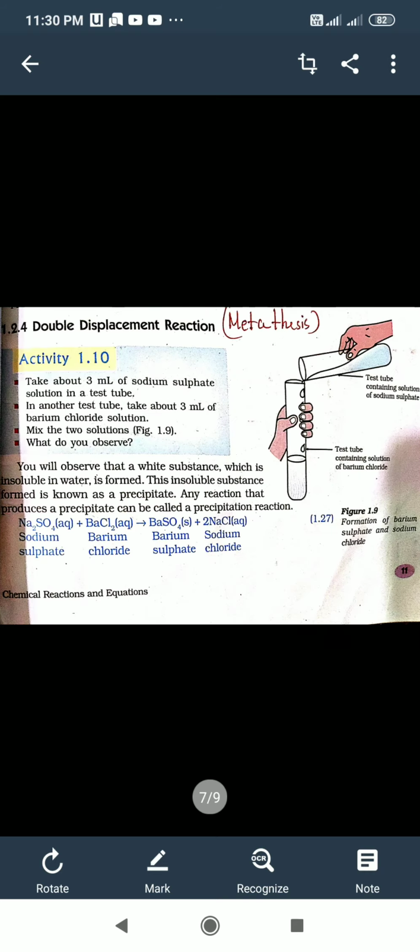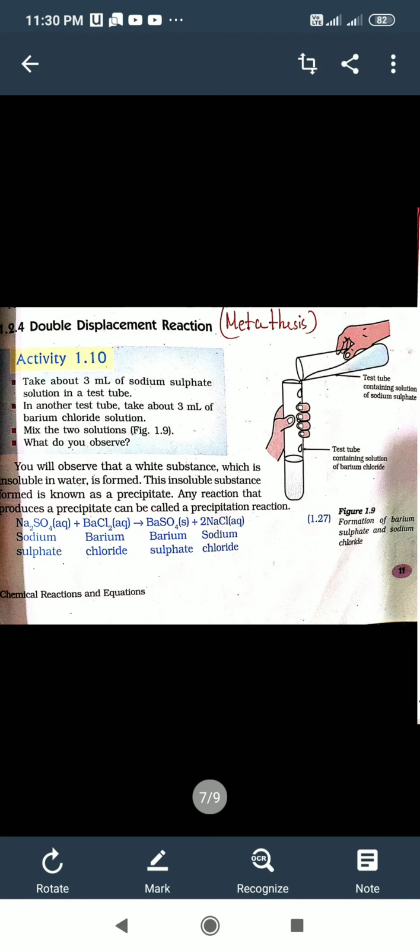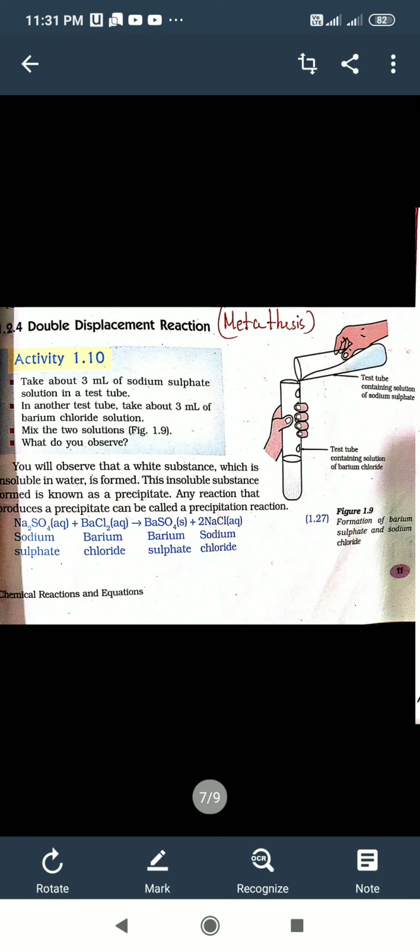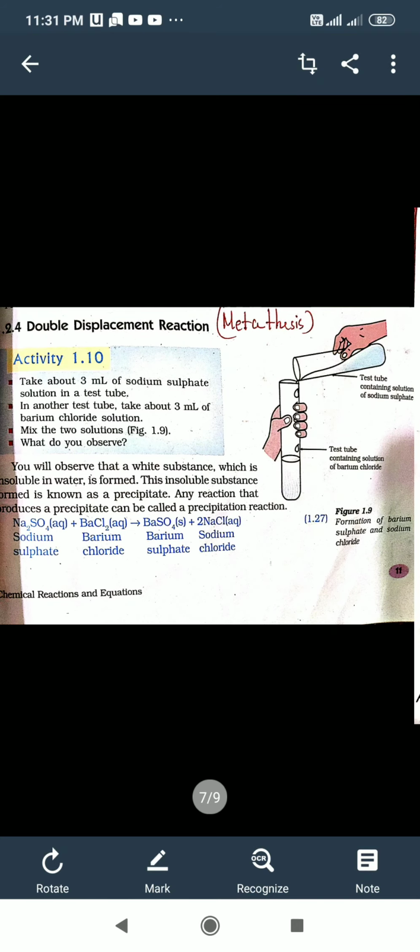Now moving on to the next type, that is double displacement reaction, which is also called metathesis reaction. Double displacement reaction means where mutual exchange of ions takes place when two aqueous solutions are mixed. Now we'll see the activity 1.10 given in NCERT book. In this activity, we take two solutions, one is sodium sulfate solution, Na2SO4, a colorless solution, and the other one is barium chloride solution, which is also colorless.